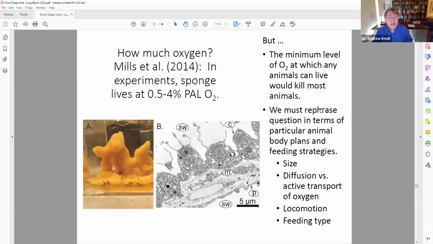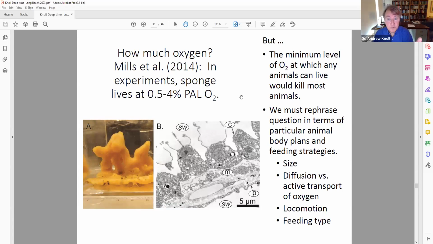Now, how much oxygen? Again, to make the kind of animals you see in those 575 million, 565 million year old rocks, the answer is not much. Some interesting work done by a guy named Dan Mills about a decade ago, in which they grew sponges at very low oxygen concentrations, and the sponges survived. Just a percent or a couple of percent of today's levels.